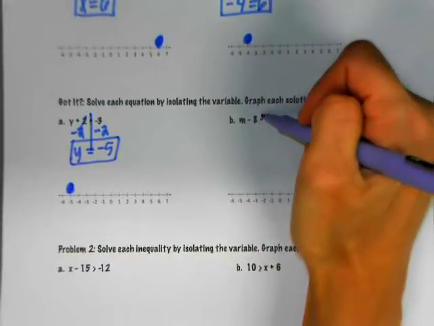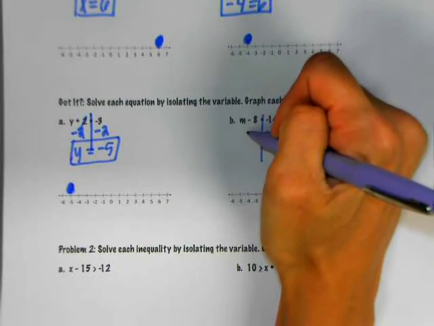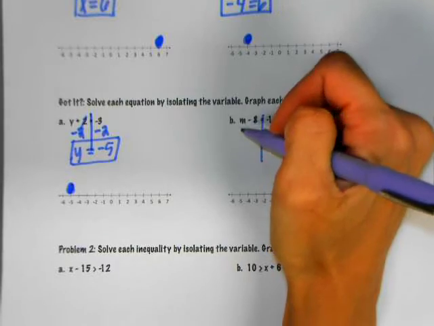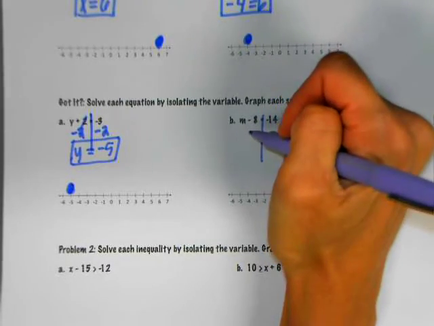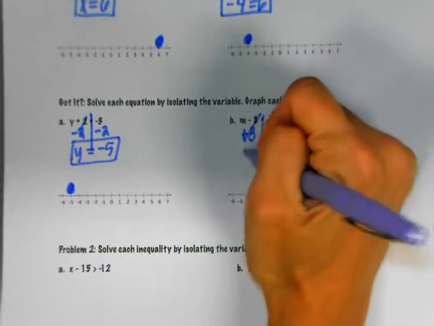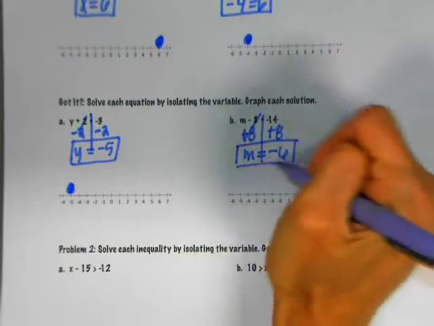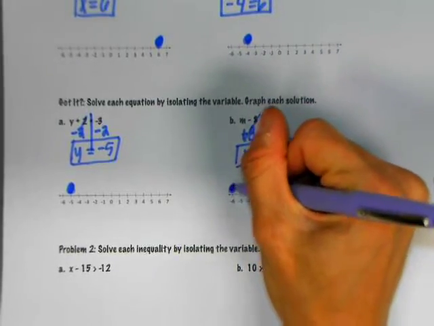Okay, and then on this one, we have a negative 8. How am I going to make it 0? Negative 8 and what makes 0? Positive 8, right? So m equals negative 6. All right, we good there?